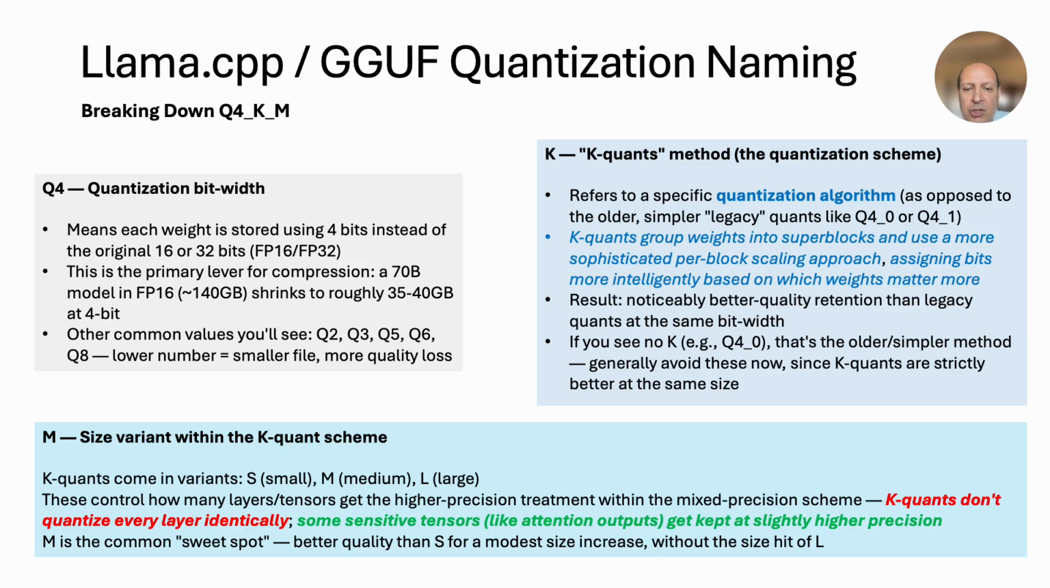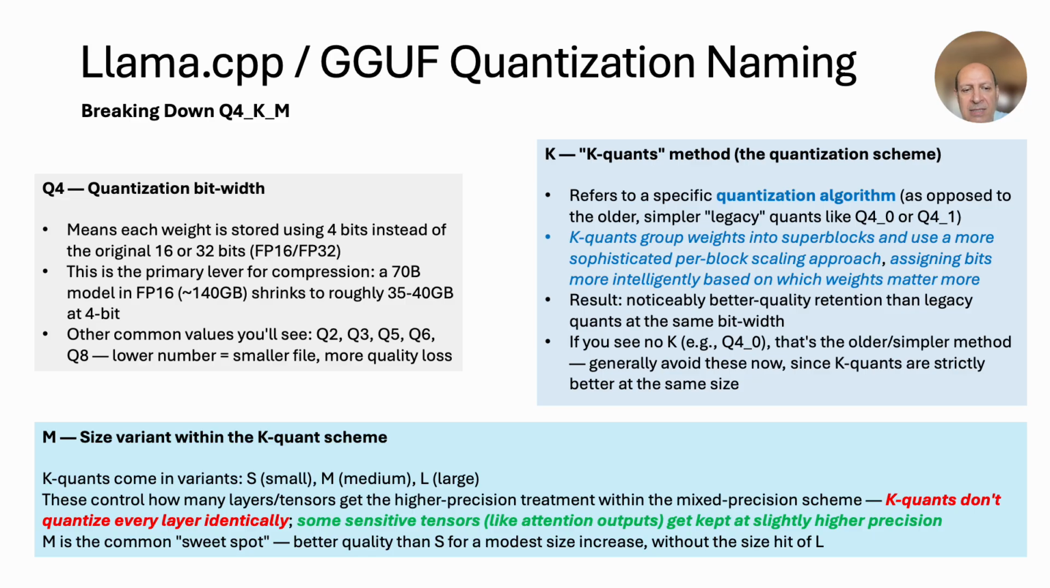Now, in the naming convention, when you see something like Q4_0 and you don't see any K in the naming convention, what this means is that the file in the LLM is using the older or the simpler method. This is something that you want to avoid because it's using old techniques and does not give you the kind of quantization efficiency and quality that you expect.